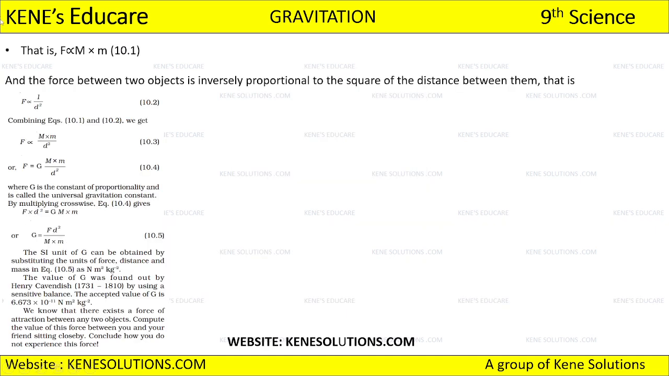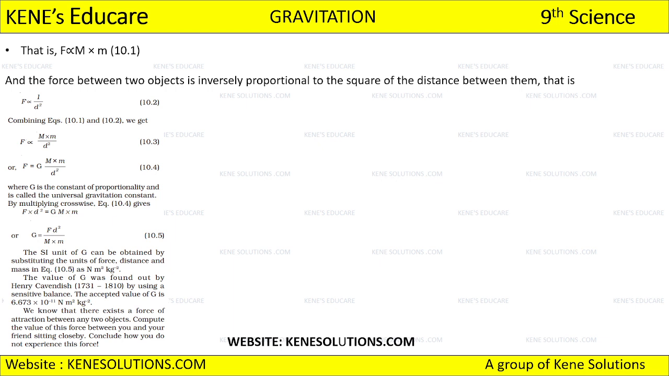And because we are saying it's directly proportional, we get one equation as F, that is force, is directly proportional to the product of the mass of object A multiplied by object B, so capital M and small m. And the other statement that we have is that the force between the two objects is inversely proportional to the square of the distance between them.